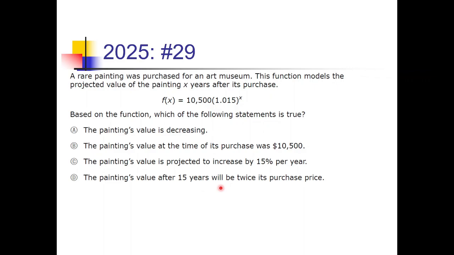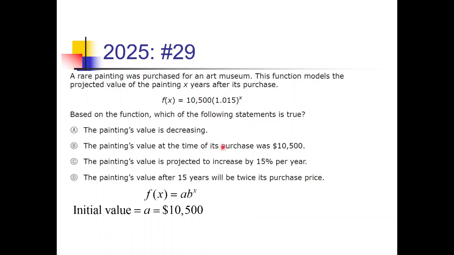So let me first start with the initial value. In general, we have a function in the format of a times b to the x. We know for exponential functions that this a value here is always your starting value, because if you plug 0 in for x, that basically turns this b to the x into a 1, and all you're left with is this initial a value. So that means this 10,500 is the original value of the painting. So that's our initial value, that a value, 10,500.